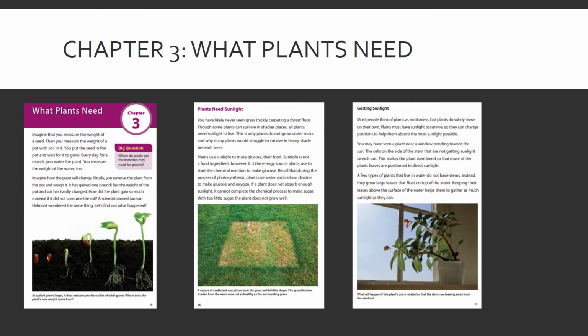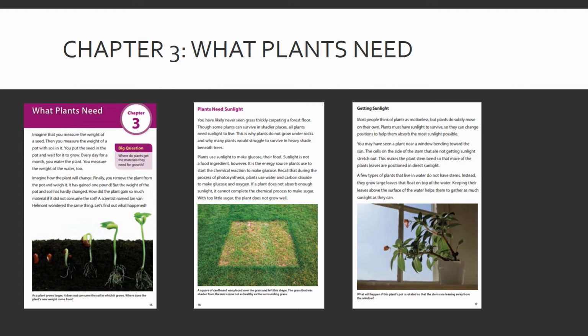So, getting sunlight. Most people think of plants as motionless, but plants do subtly move on their own. Plants must have sunlight to survive, so they can change positions to help them absorb the most sunlight possible. You may have seen a plant near a window bending toward the sun. The cells on the side of the stem that are not getting sunlight stretch out. This makes the plant stem bend so that more of the plant's leaves are positioned in direct sunlight.